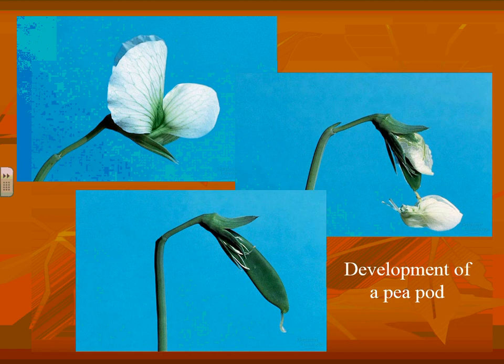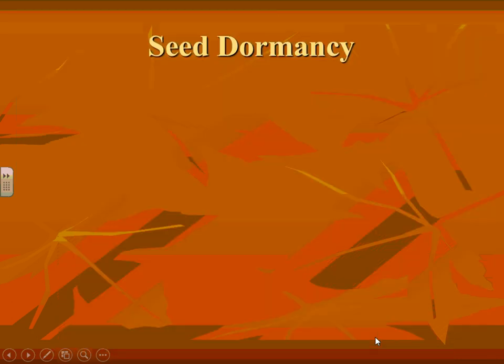These are a few pictures showing the development of a pea pod. So here's the original flower. The flower was fertilized. After it was fertilized, those petals fall off because we have no need for them anymore. We don't need to attract bugs or insects or any other pollinators. And then the pod starts to grow, and that's our fruit, and that's where the seeds are.